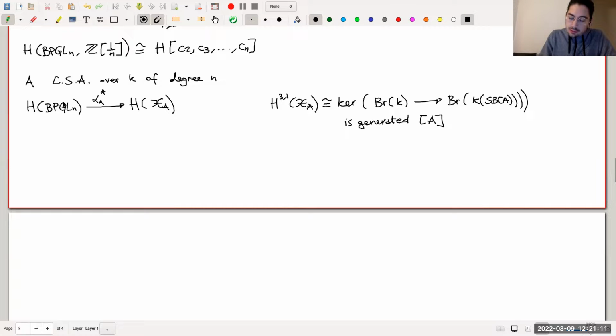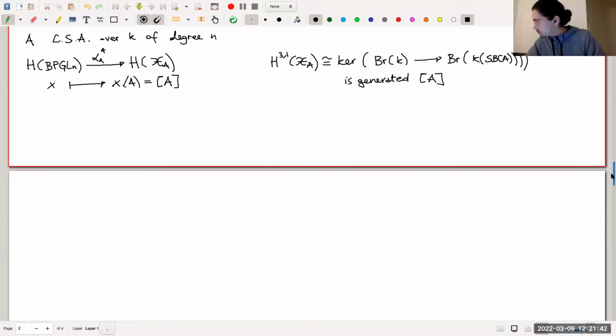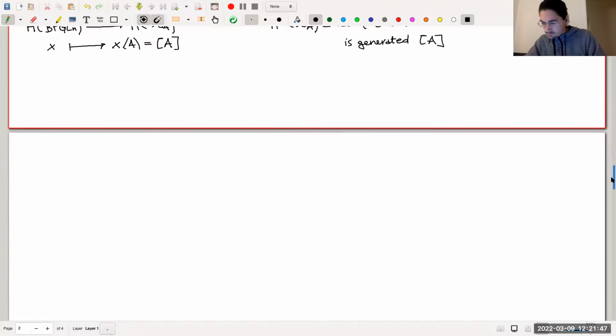And then the class that we found here, the canonical generator x, which was the first differential coming from the Postnikov system, is sent exactly to, let me call it x_A, but this is essentially the same thing as the Brauer class. So this class from the cohomology of this classifying space is exactly the Brauer class of the central simple algebra.